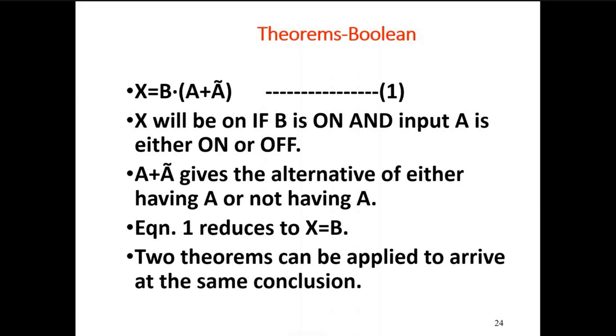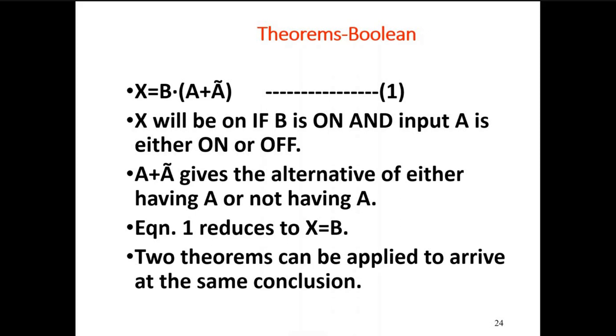So what does the first equation say? An output X is true if B is on and in brackets input A is either on or off. Okay, that's the equation that has come out from some process. Okay, so A with whatever that is shown in the bracket, A or not A, will give you, well, I don't care, means it's going to be A.